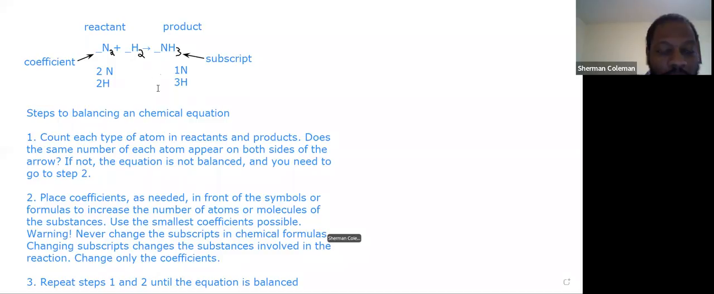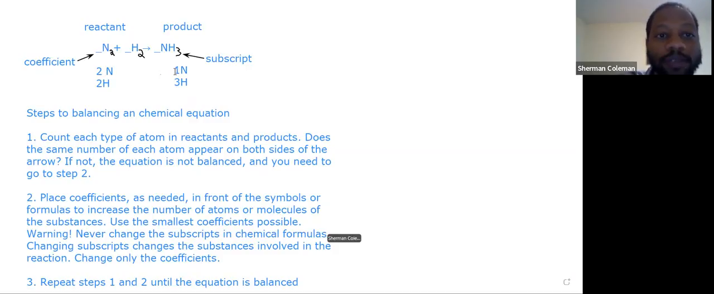So here we have nitrogen and we have hydrogen that are unbalanced. So the question is, well, which one are we going to change first? And the answer is, you're going to add a coefficient to the simplest one. And so this takes a little observation on our part. So let's look at it. So we know here that there's 2 nitrogens here and 1 nitrogen here.